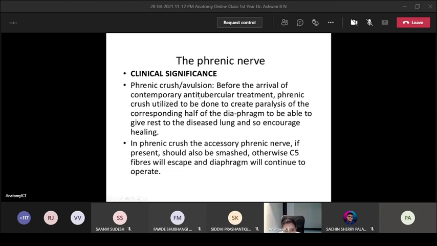Suppose you are crushing the phrenic nerve, we have to look for the accessory phrenic nerve. If it is there, then we have to crush that also. Otherwise, the diaphragm will not be completely paralyzed, because the accessory phrenic nerve will be supplying the diaphragm. So if we crush or avulse the phrenic nerve, we have to check for the accessory phrenic nerve and crush that also.